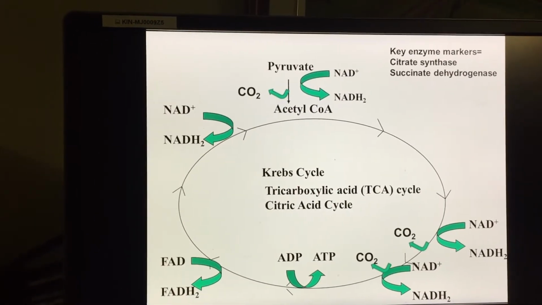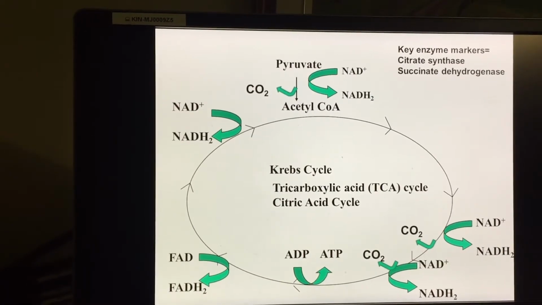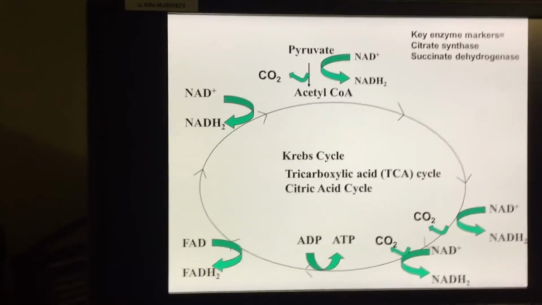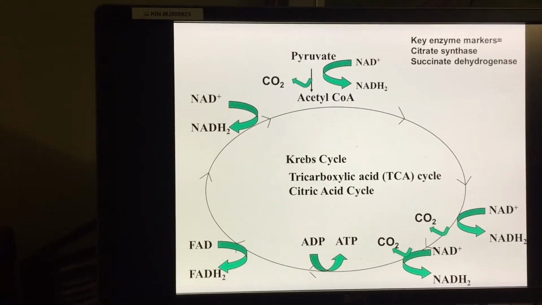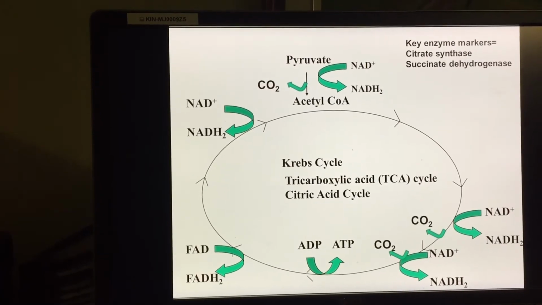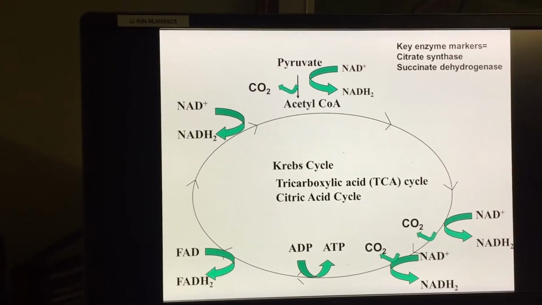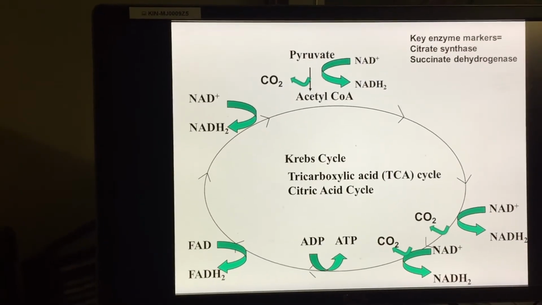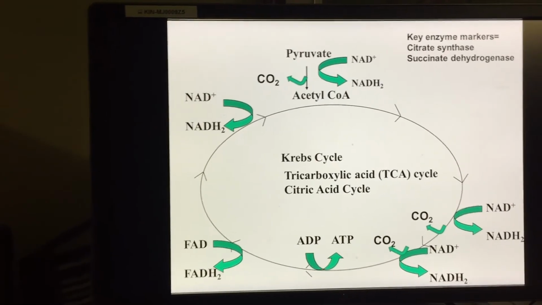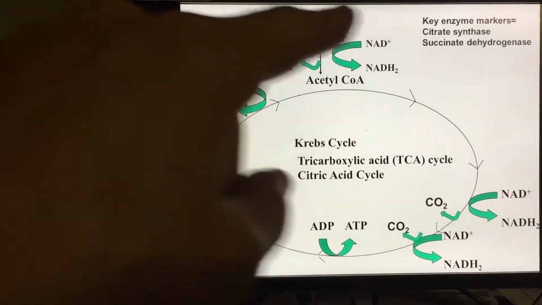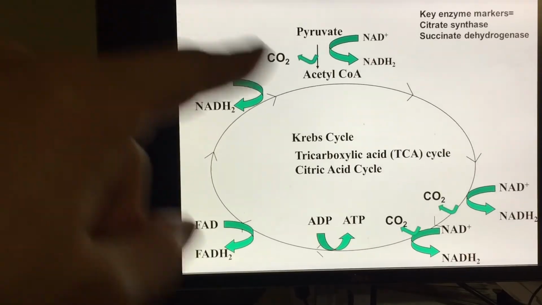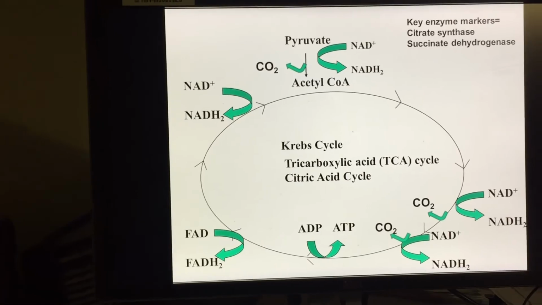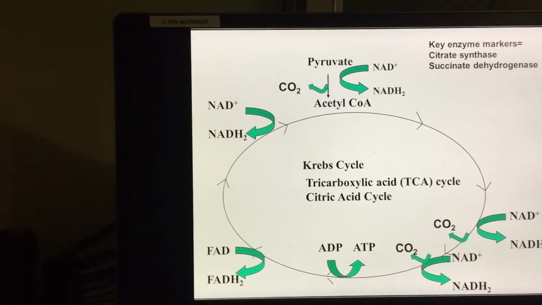Key enzymes that are used as markers of this metabolic pathway include citrate synthase and succinate dehydrogenase. So if you happen to be working in a biochemistry lab where you're assessing muscle biopsies, you can assess these enzymes quite easily, and those serve as markers of aerobic metabolism because they're markers of this metabolic pathway. So this metabolic pathway involves a high number of enzymes, but these are the ones that are assessed most often.